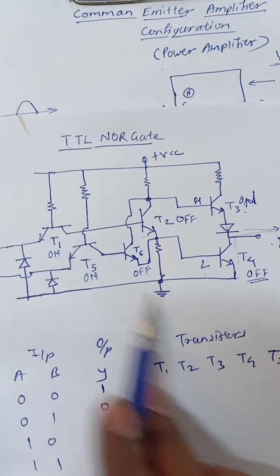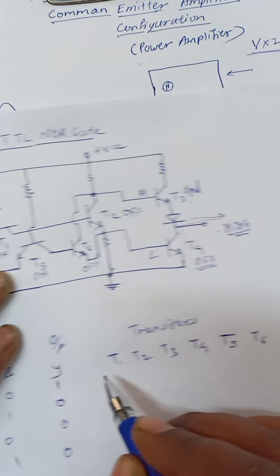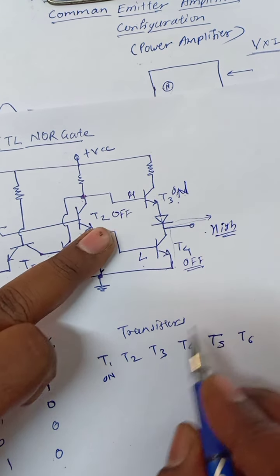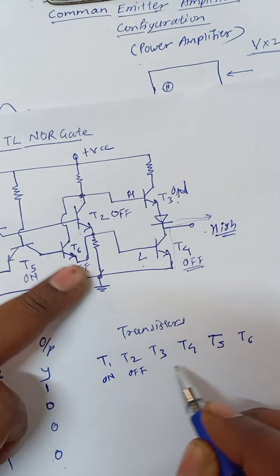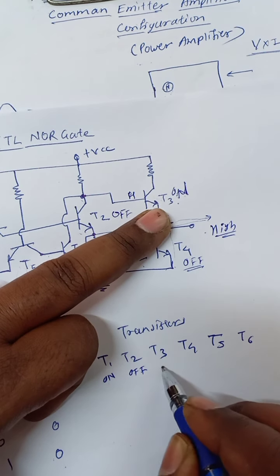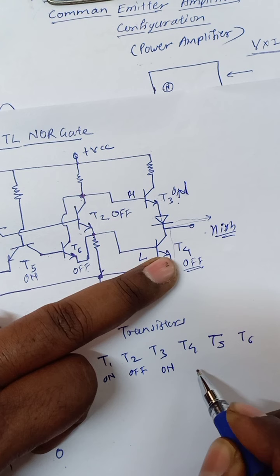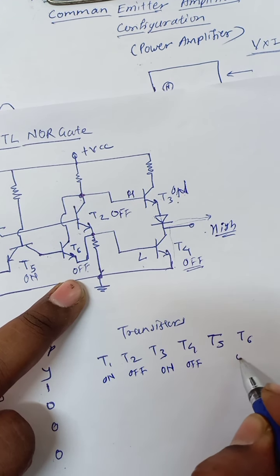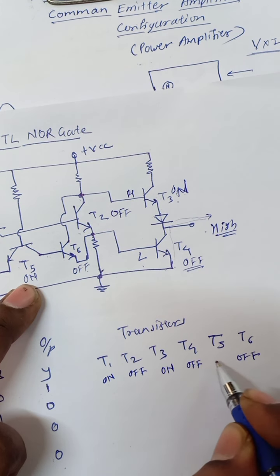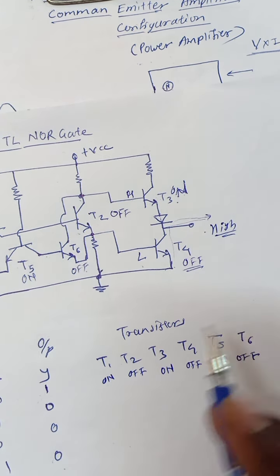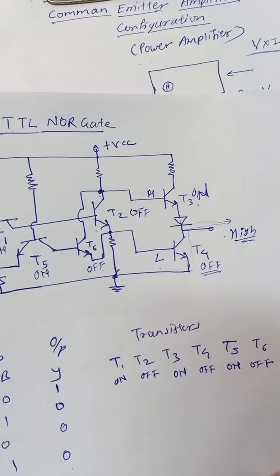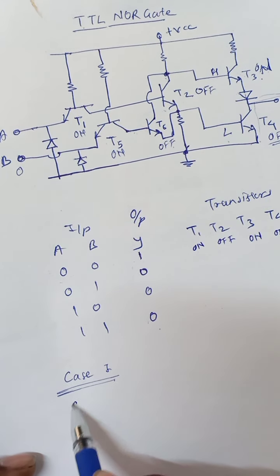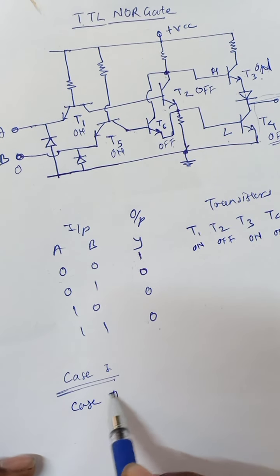You just have to write this condition. So T1 is on, then T2 is off, then T3 is on, then T4 is off, then T6 is also off, and T5 is in the on state. By considering this, you have to write the on and off states. So this is for case 1, and now you have to consider case 2. Case 2 is simple working.